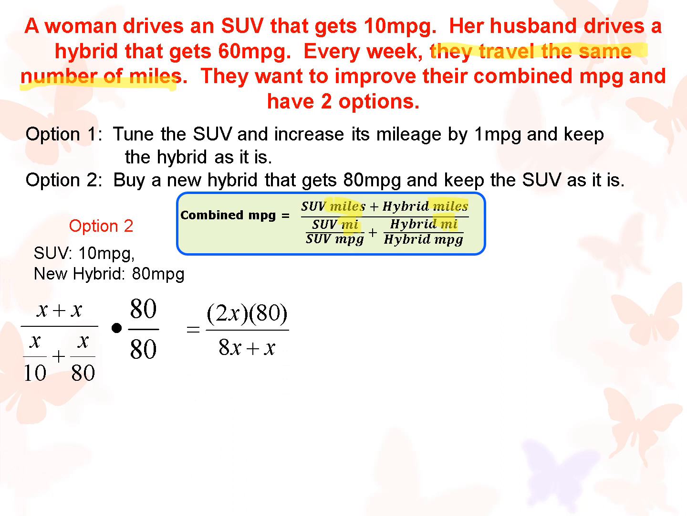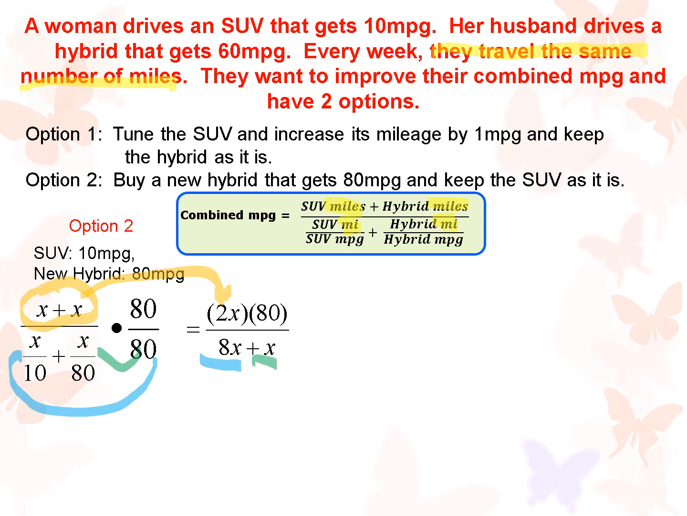So when I multiply by 80 over 80, I get 2x times 80 equals 8x plus x. Now let's examine how I got that. Okay, the first thing was I simplified x plus x to become 2x. So that's how I got 2x times 80. On the denominator, I took 80 times x over 10, and that got me 80x over 10, which is 8x. Then I multiplied 80 times x over 80, which got me 80x over 80, which is how I got x.